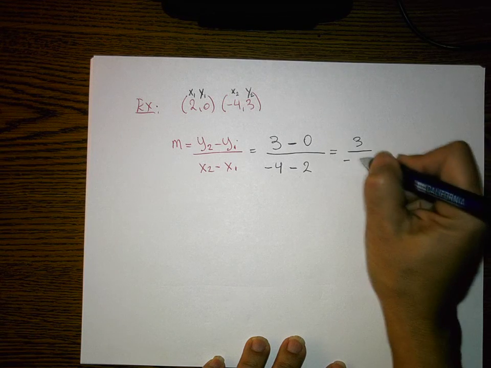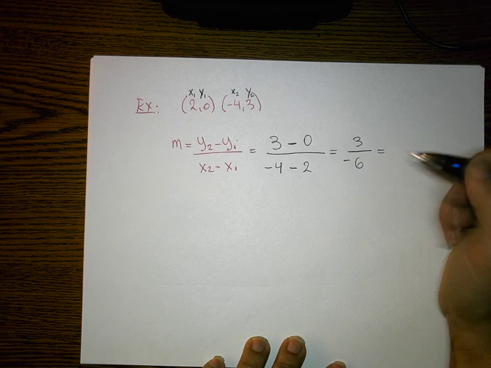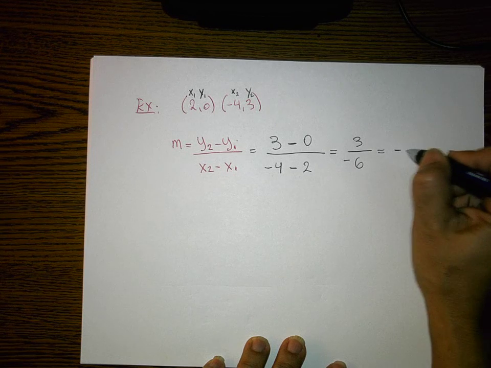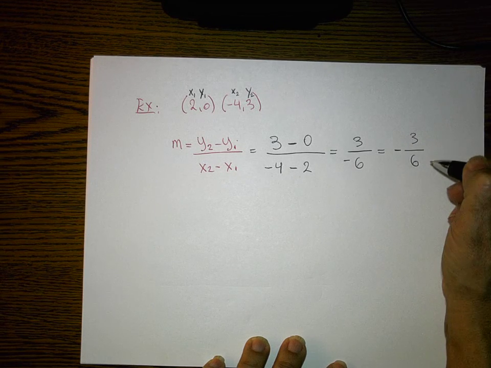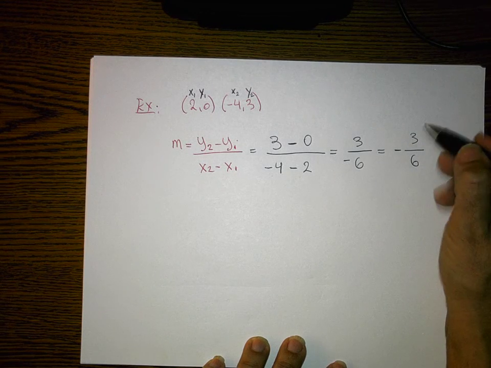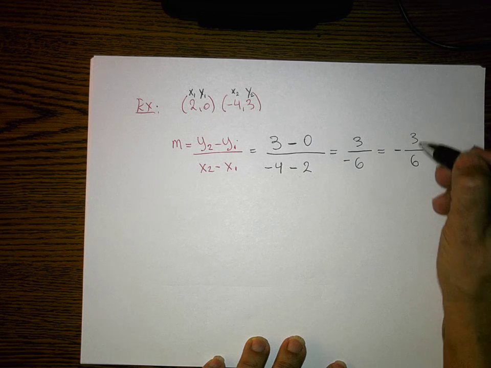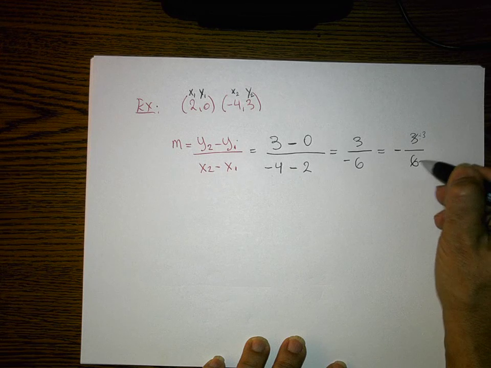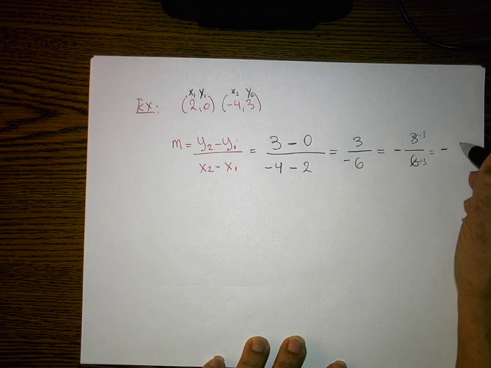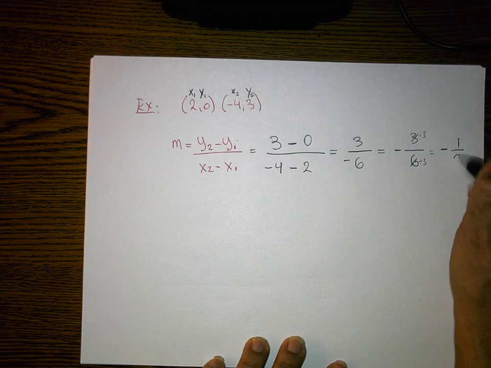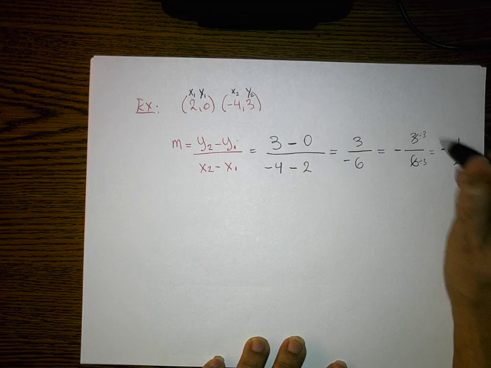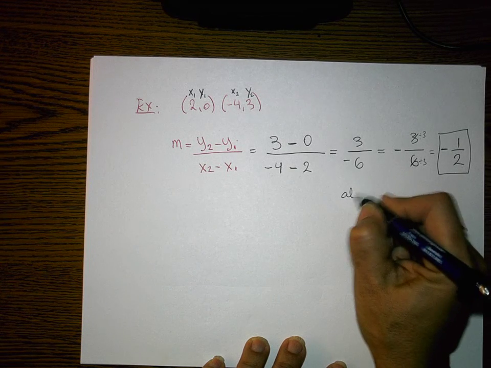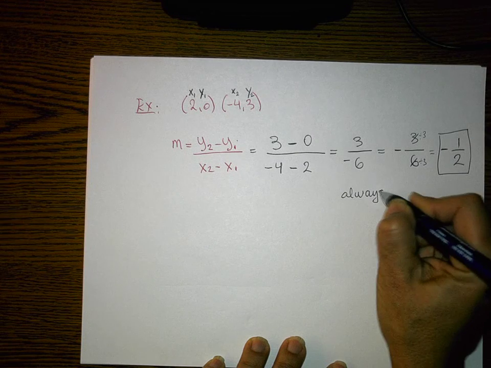Negative 6. Okay, whenever we have a negative either in the numerator or the denominator, we can pull it to the front and say negative 3 over 6. Now, can we reduce this? Yes, reduce by 3, right? We can divide this by 3 and this by 3, and we get negative 1 over 2. So the answer is negative 1/2. So we always reduce.